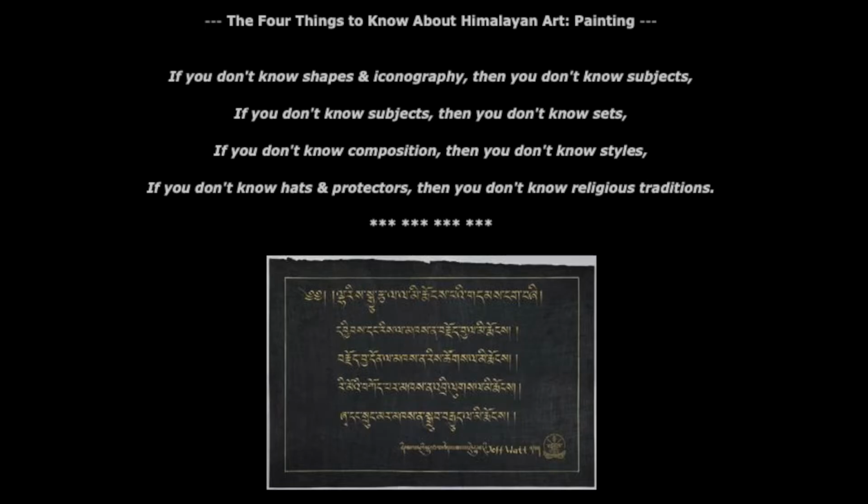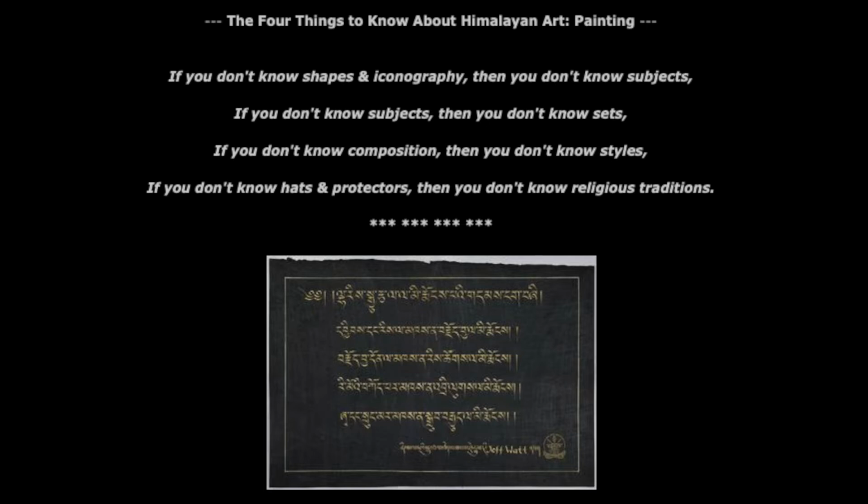So we were talking about the aphorism, a four-line aphorism that is easy to remember, and it encapsulates the entire course of study to learn about Himalayan art, from art history, religious context, and iconography. So we covered the first two lines already. First two lines are, if you don't know shapes and iconography, then you don't know subjects. If you don't know subjects, then you don't know sense.